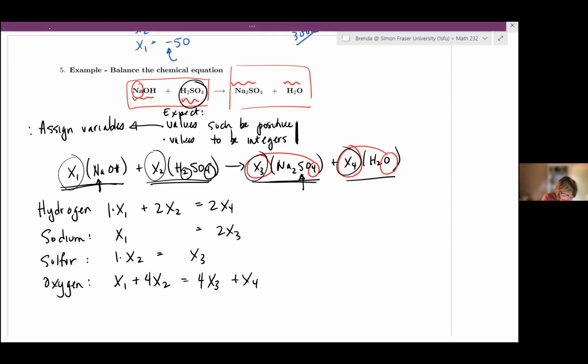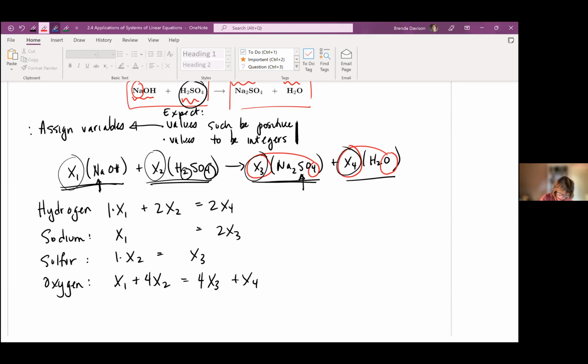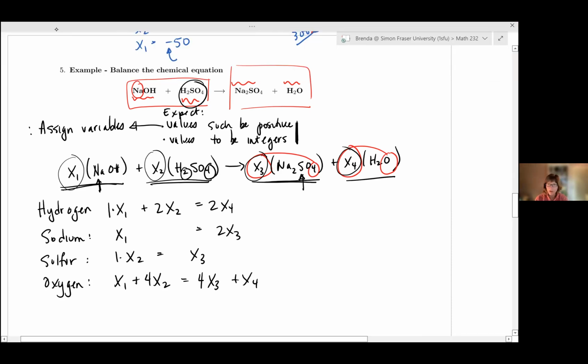Okay, 4 equations, 4 unknowns. Same thing's going to happen, right? We're going to form the augmented matrix, and we're going to use Gaussian elimination. Great time to stop the video, do it yourself. Okay, it's way better to do stuff yourself than watch somebody else do it. Okay, here's the augmented matrix.